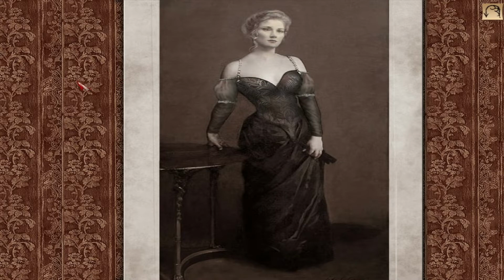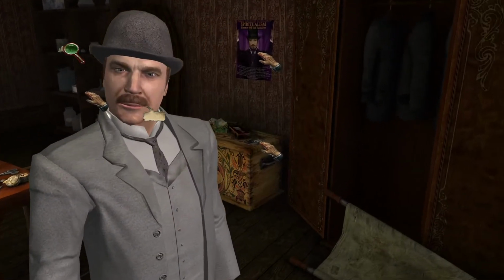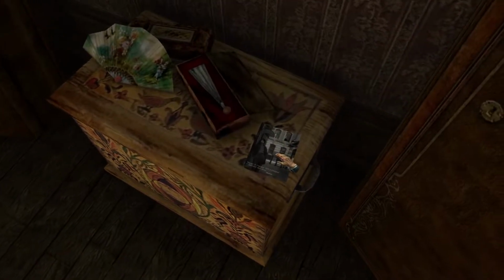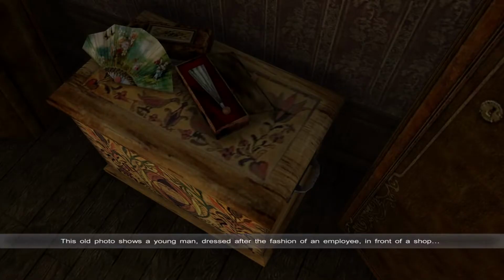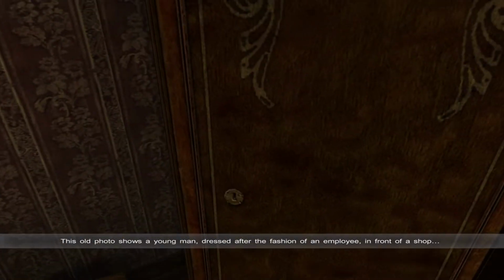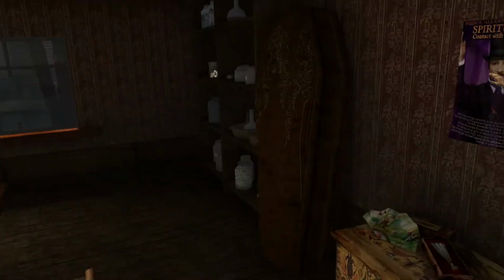Yes, as I already said. But why? Why indeed? Another picture. Plumbers, Smith and Ferguson, a souvenir of Liverpool, autumn 1883. This old photo shows a young man dressed after the fashion of an employee in front of a shop. I guess we need to find that shop.